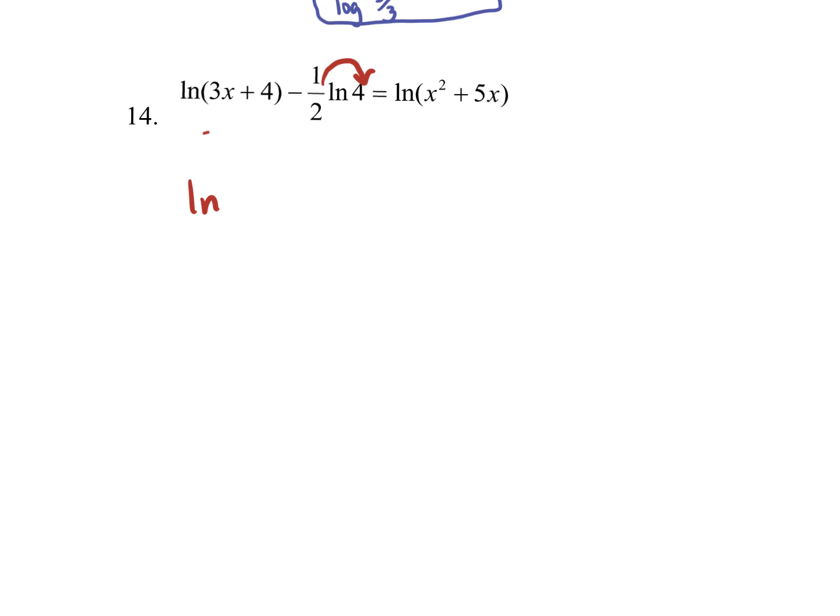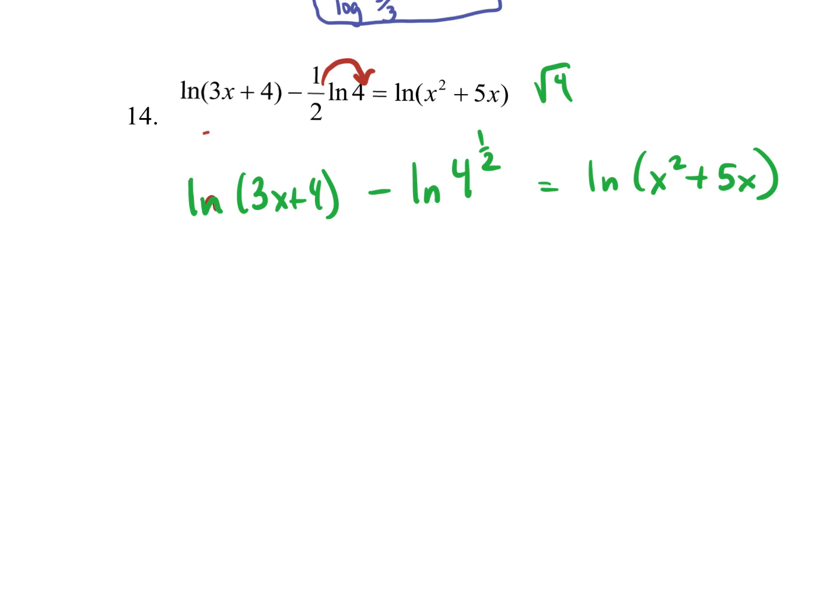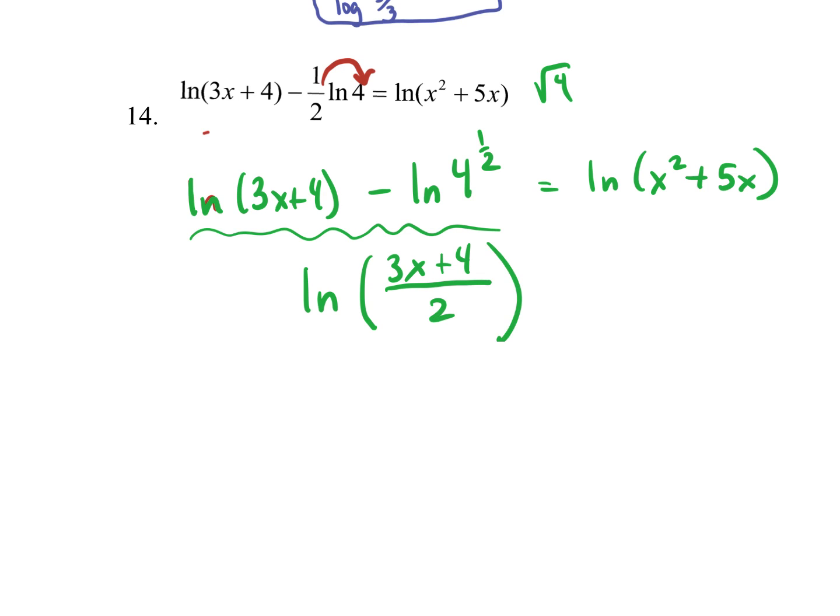So I'll get natural log of 3x plus 4. I'm going to take that half up top. Remember, when you take a power of a half, that really means square root of 4. That'll be important here in a second. So nothing else in front. Now these two logs are subtracted, so I can write that as 1 log divided. So natural log of 3x over 4 divided by 2, because again, the square root of 4 is 2, equals the natural log of x squared plus 5x.